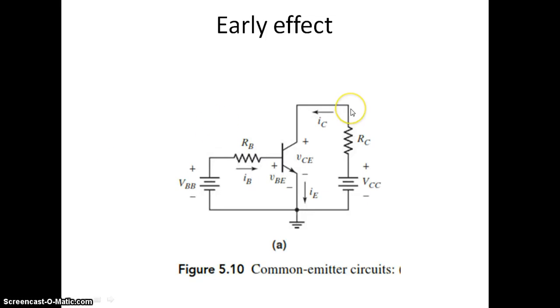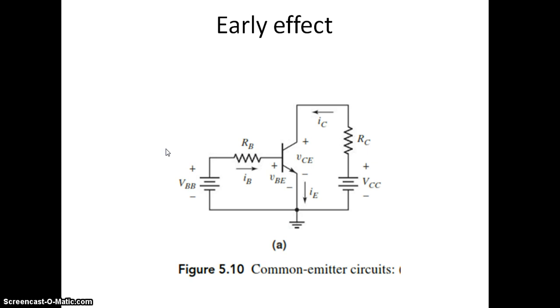Yes, good morning all. Now we are going to discuss the early effect in CE configuration, in the CE amplifier. Here we are seeing a common emitter circuit where the base emitter voltage is represented as VBE, the input current is IB, the base resistance is RB, and the base is given a bias supply of VBB. The collector emitter voltage is represented as VCE, the emitter current, collector current IC, collector resistance RC, which is biased by the supply voltage VCC.